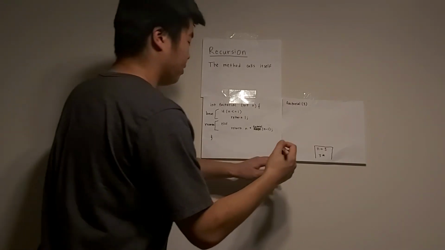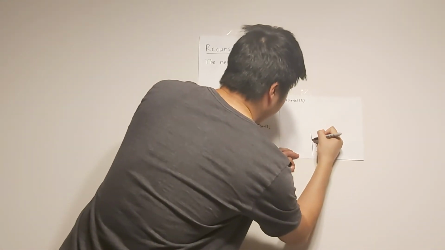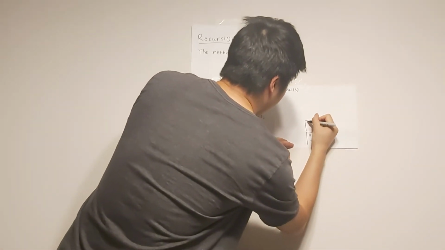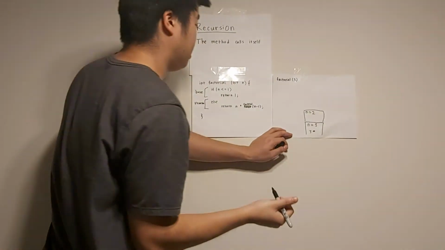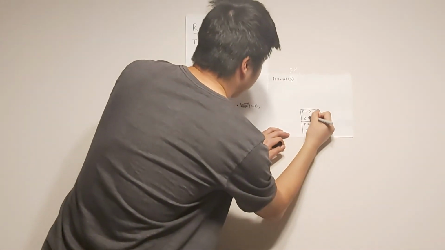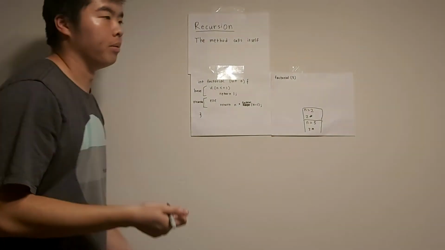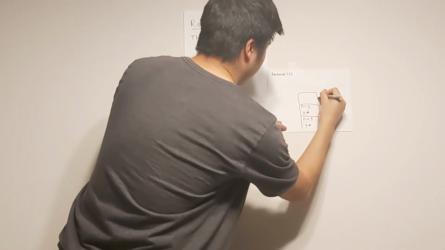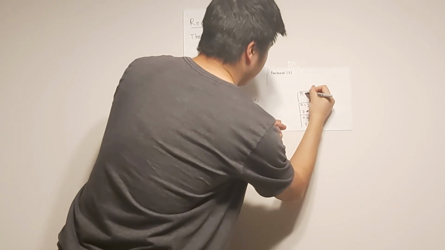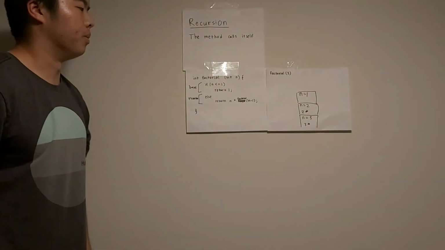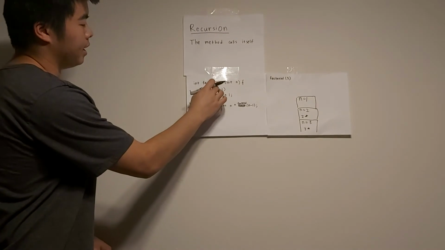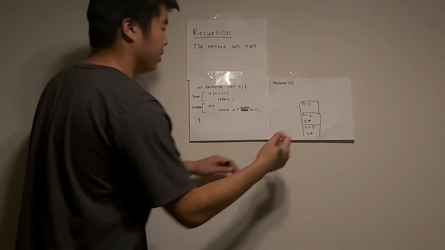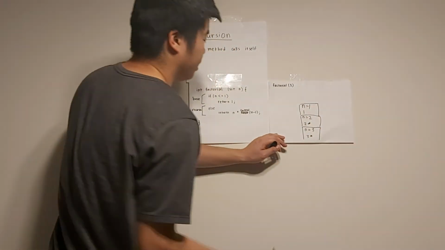We can continue that with n equals 2. And so it's 2 times something that we don't know yet. And then n equals 1. Now we know that since n is less than or equal to 1, we would return 1 here.